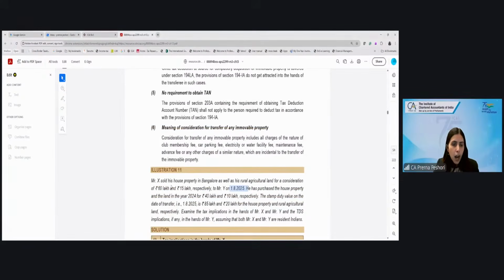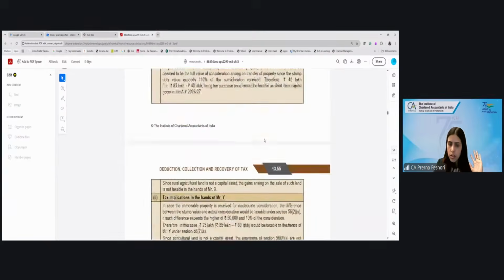He has purchased the house for 60 lakh. The stamp duty value is 85 lakh. So again, the question is whether the difference, which is 25 lakh, exceeds 50,000? Yes. Whether it exceeds 10% of consideration? Yes. So this 25 lakh would be taxable in the hands of Y under 56(2)(x). Yes or no? Yes. Right?